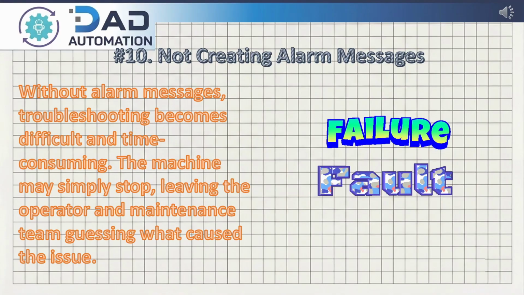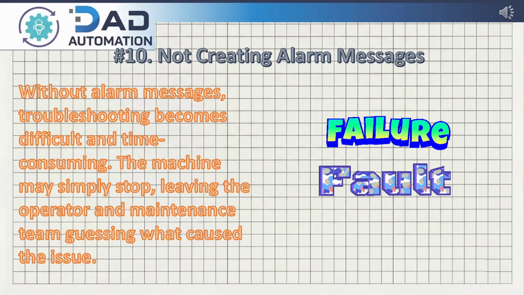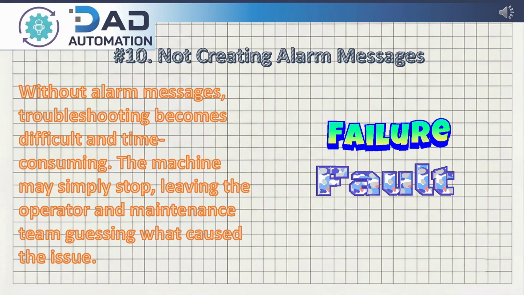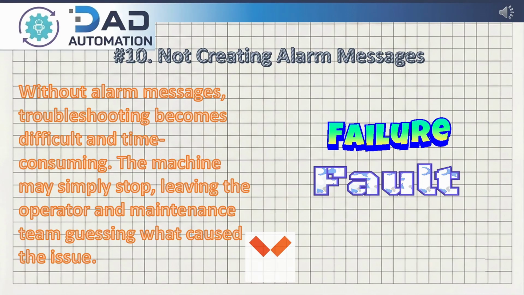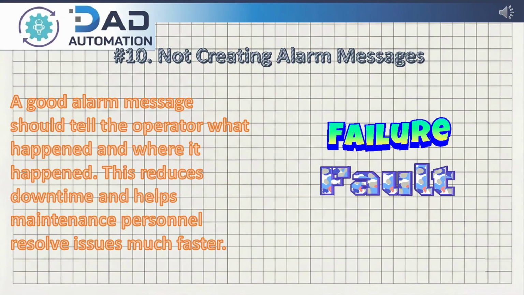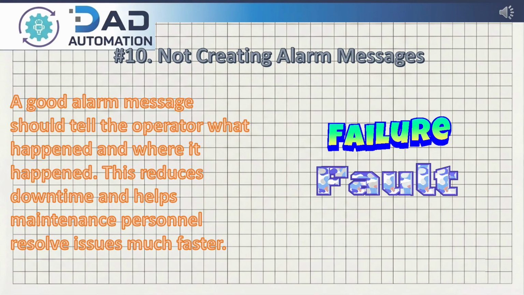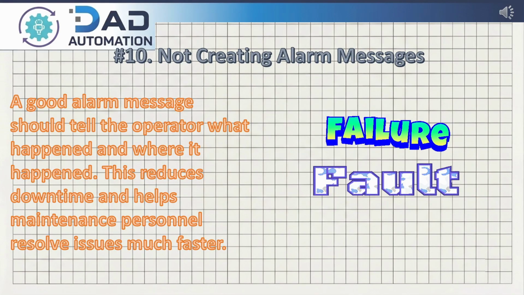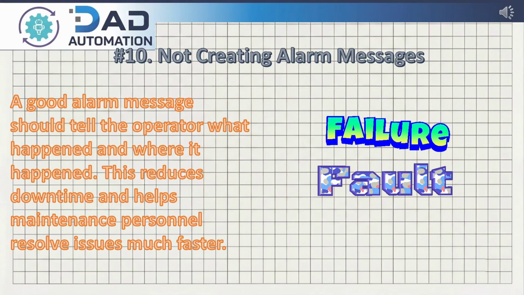The same principle applies to sensor failures, low pressure conditions, communication faults, and emergency stops. Each fault should have a meaningful alarm message that clearly describes the problem. Avoid using generic messages such as "fault 001" or "machine error." These messages may make sense to the programmer, but they are not helpful to operators on the factory floor. A good alarm message should tell the operator what happened and where it happened. This reduces downtime and helps maintenance personnel resolve issues much faster.